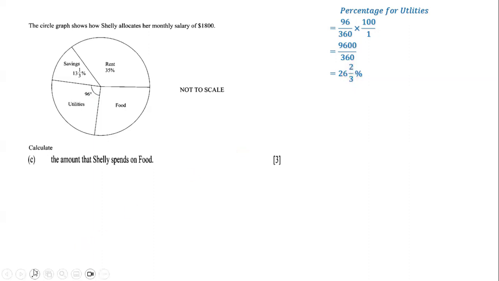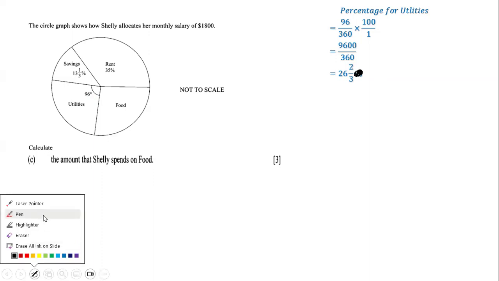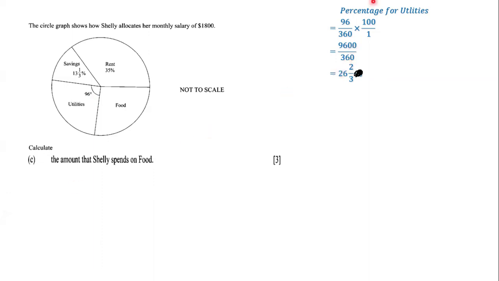I would not put the percentage sign here. But we know it's a percentage because notice the heading. The heading says percentage for utilities. So percentage for utilities is 26 and 2 over 3%. Now we need to figure out the percentage on food, okay?